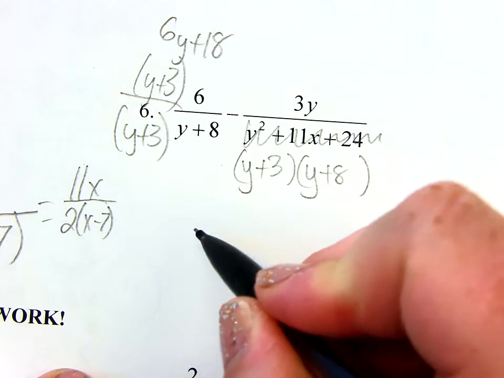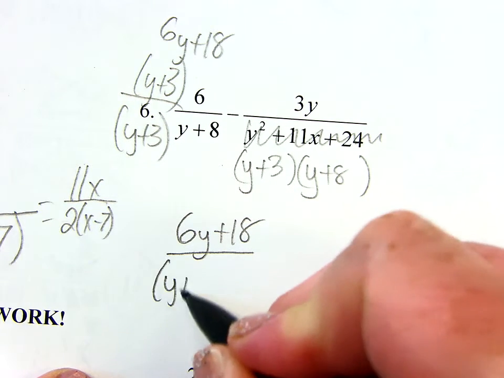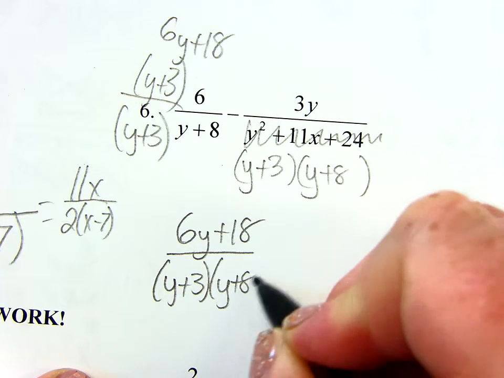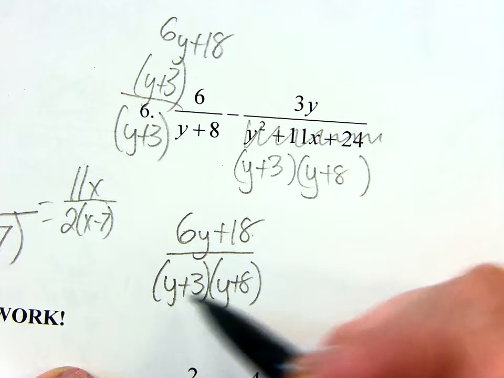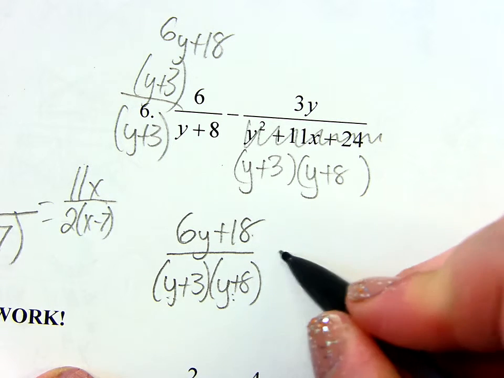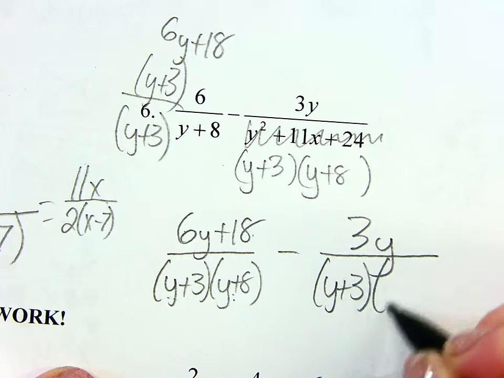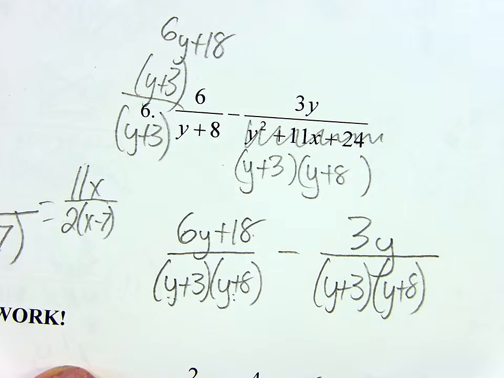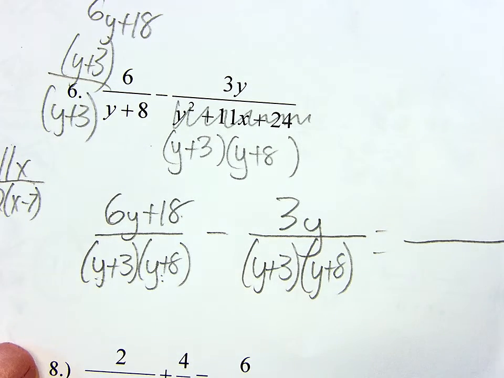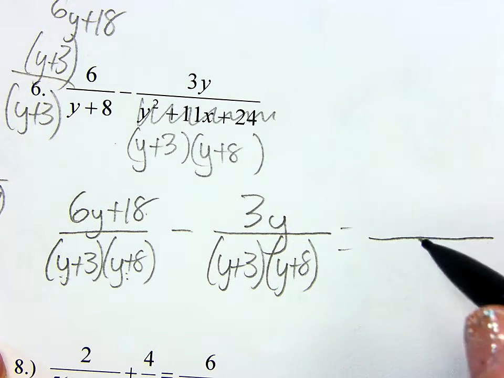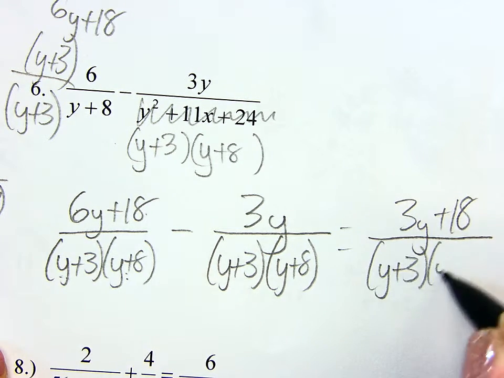I'm going to write out more steps than you probably will, but it never hurts to write out extra steps. Just go one thing at a time. So there's my first fraction, 6y plus 18 over y plus 3, y plus 8, minus 3y over that same y plus 3, y plus 8. So I have common denominators. All I have to do is the subtraction. So my new numerator is going to be 3y plus 18, and it's all over that common denominator, y plus 3, y plus 8.